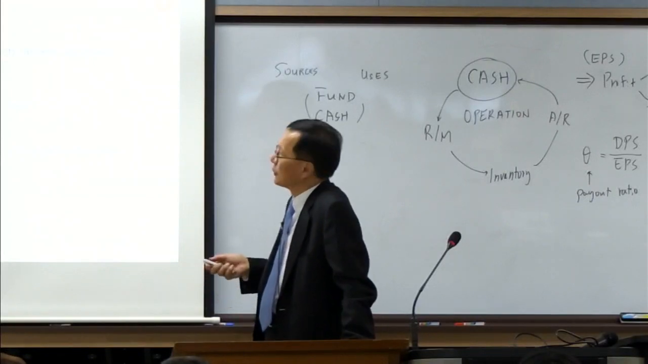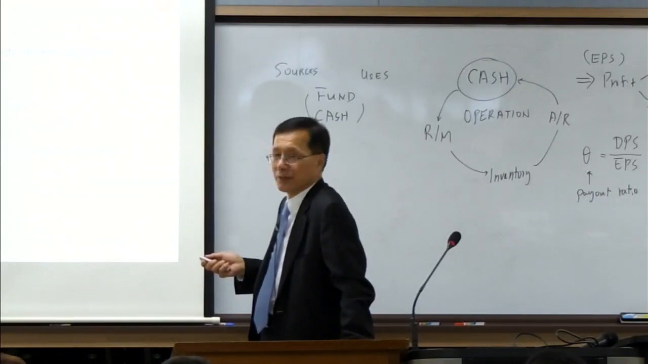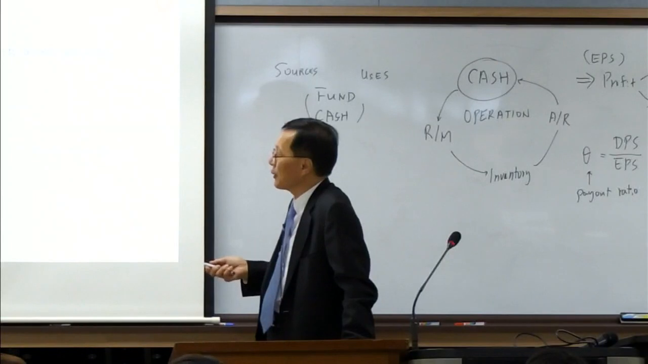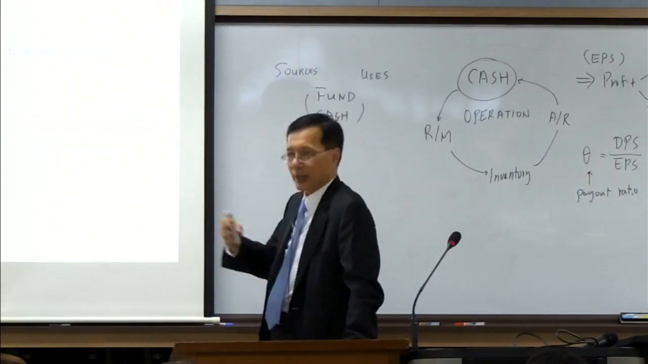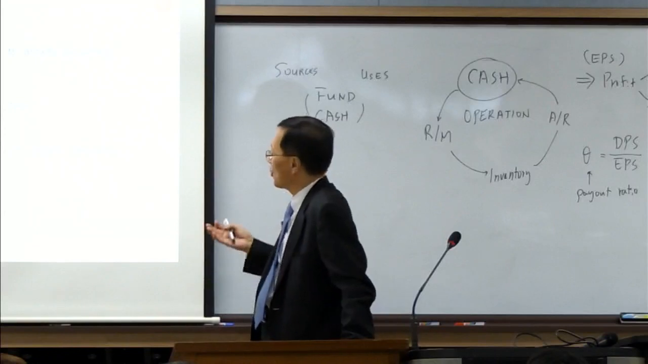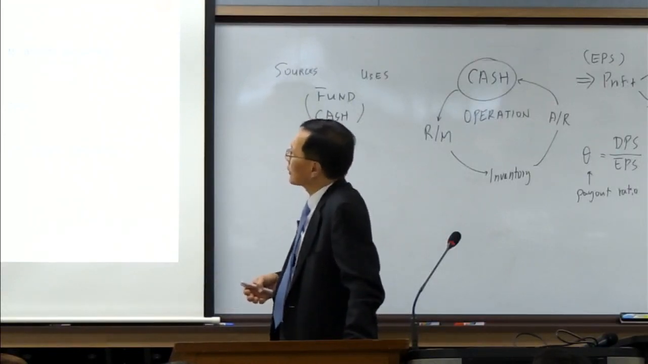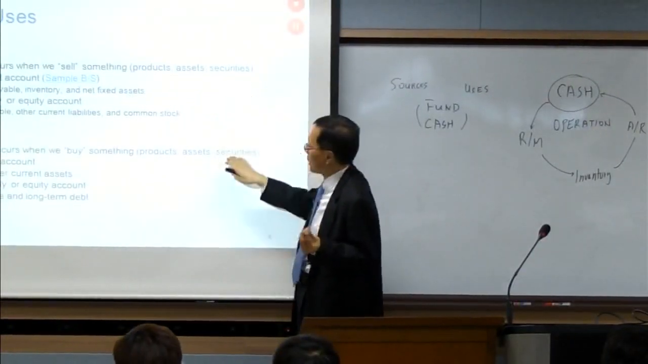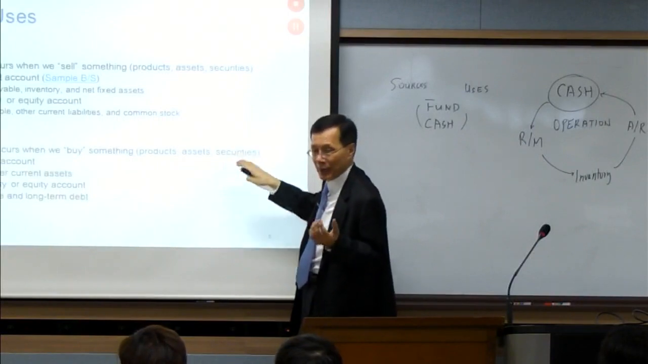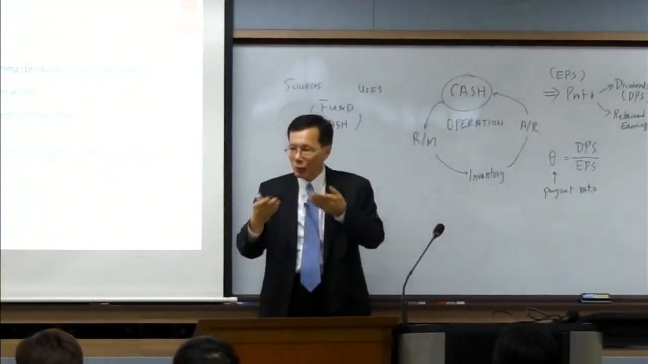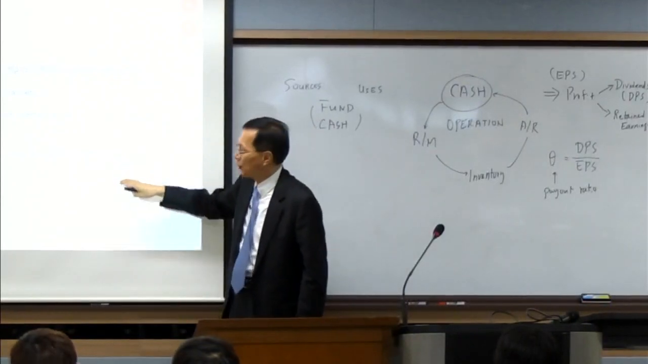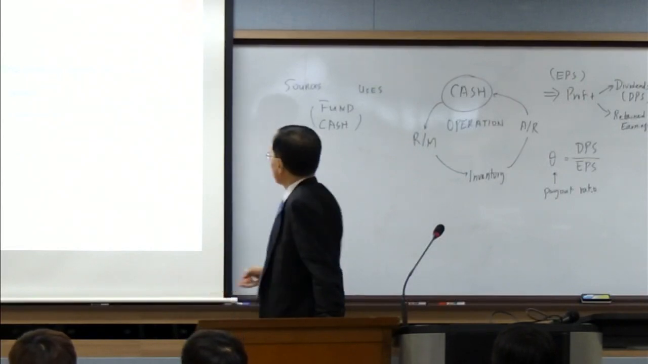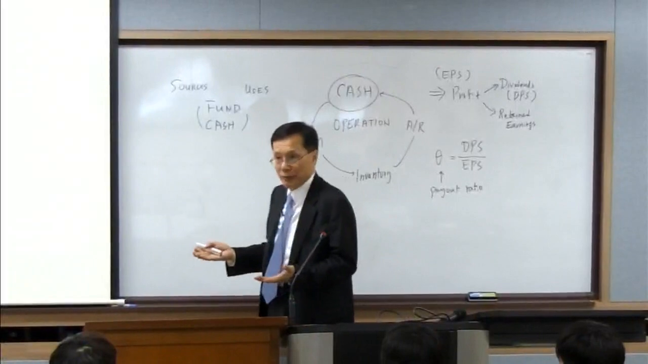So these are the sources. How about the uses? As cash inflows are sources of cash, cash outflow is the use of cash. It occurs when the company buys something: products, raw materials, assets, or securities. Companies can sell securities, which is called issuing securities. Companies can also buy securities, which is called refunding or redemption of bonds or stocks.